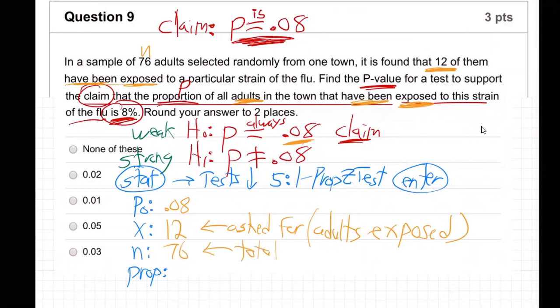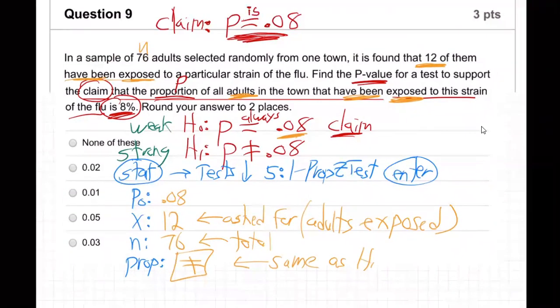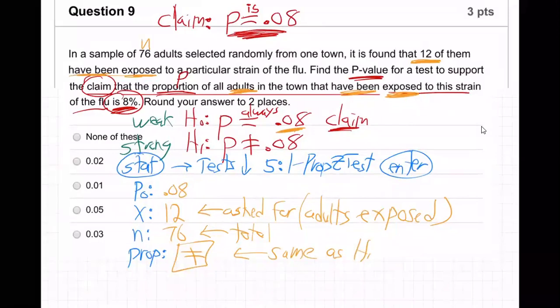Right. Proportion, this is always the same as H1. So in this case, it's not equals, right? It's always the same as H1. In this case, not equal. So put those numbers in your calculator. I'm doing it too. And hit enter, and then you'll get a p-value.